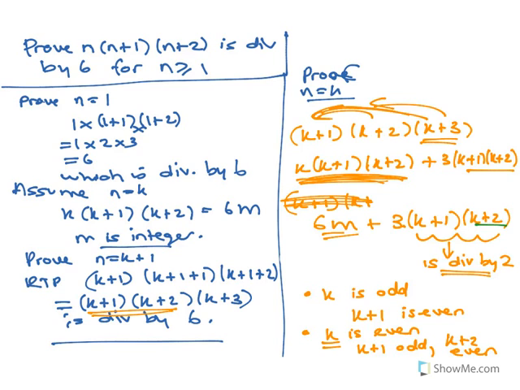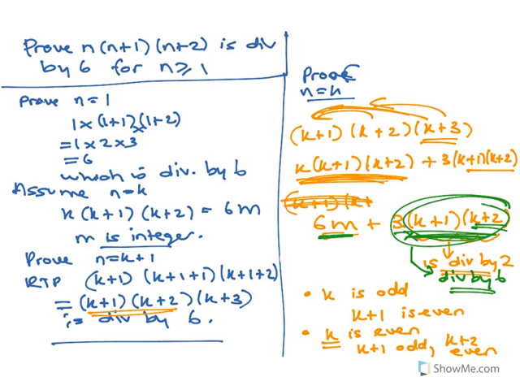So that means that this part here would be divisible by 2. Therefore, the whole thing would be divisible by 6. So therefore, that's divisible by 6, and that would be divisible by 6. Because whether k is odd or even, one of those numbers would be even. So therefore, this is true. If you assume true for n equals k, then it's true for n equals k plus 1. And that's by the process of mathematical induction.